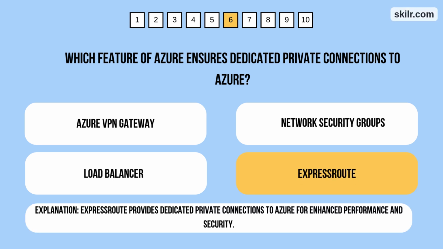Question 6. Which feature of Azure ensures dedicated private connections to Azure? The answer is ExpressRoute, as ExpressRoute provides dedicated private connections to Azure for enhanced performance and security.